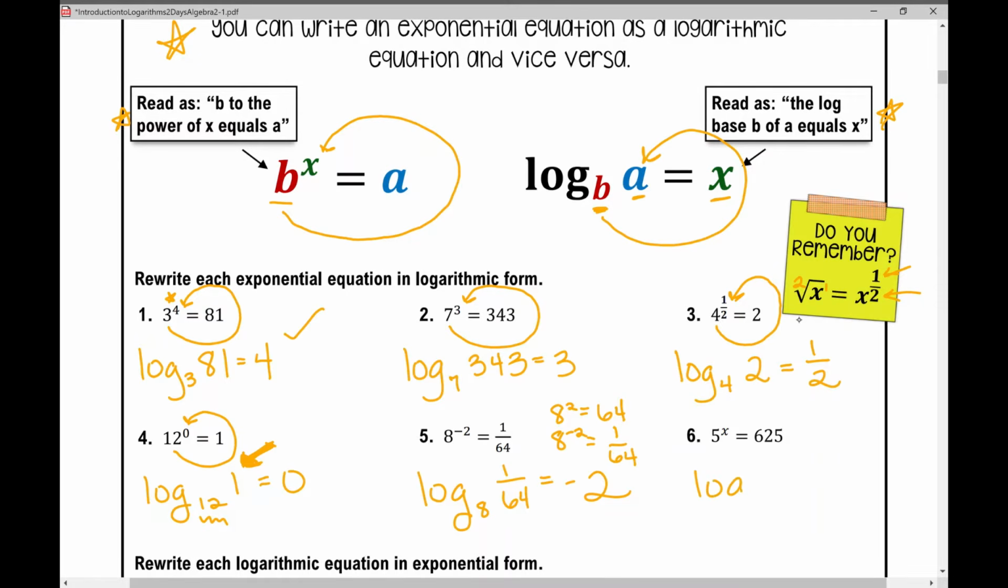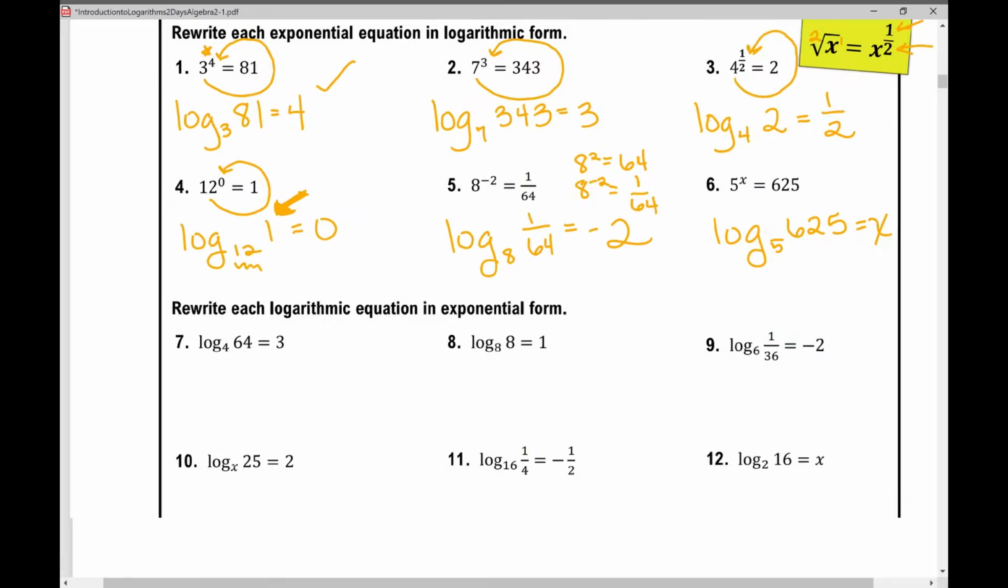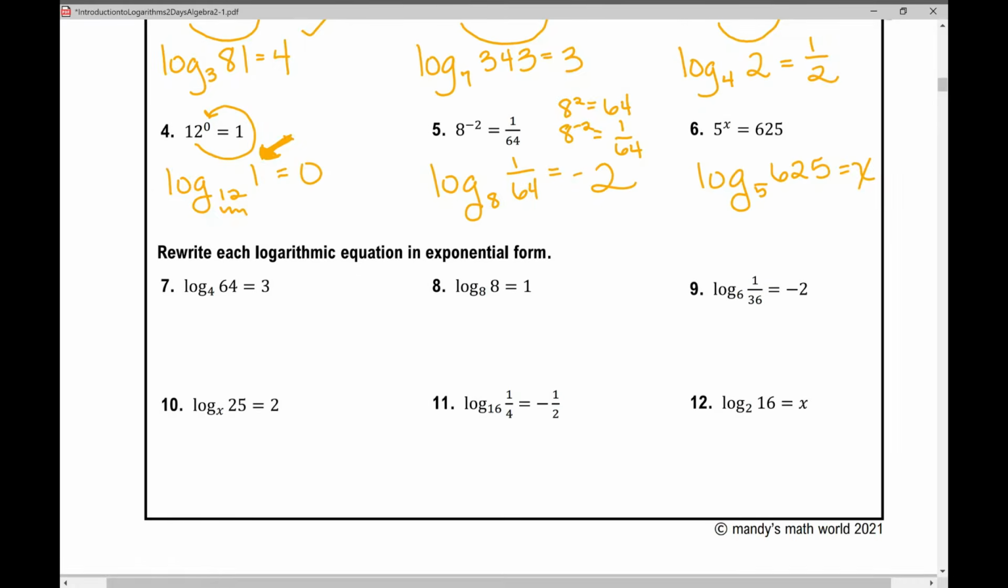Let's move on to number 6. Log base 5 of 625 equals x. So all we're doing is just rewriting. Now let's move on to the next set of examples, where we're going to be rewriting each logarithmic equation in exponential form. We're doing the same thing but in reverse, and I just go in the same order, my little counterclockwise thing. On number 7, it's log base 4 of 64 equals 3. If I rewrite it, that's 4 to the power of 3 equals 64.